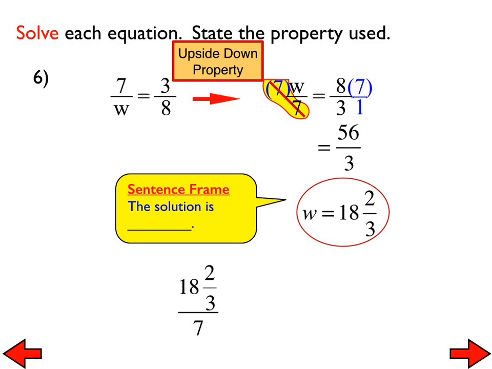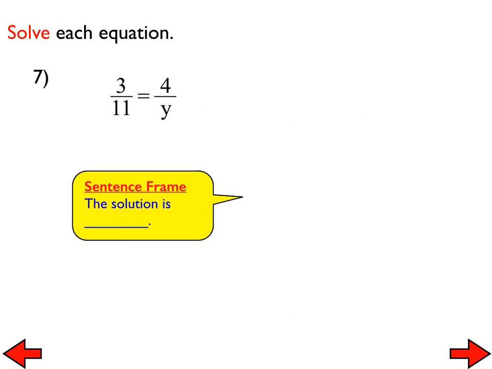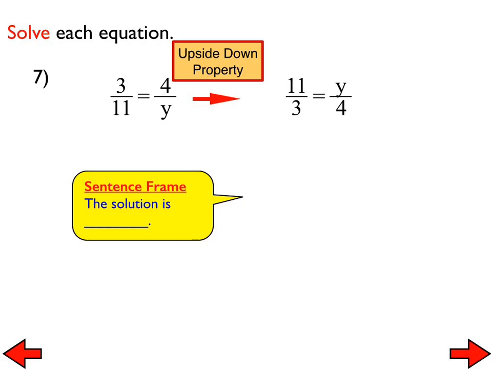All right, let's go to number 7. Everybody try number 7. And like in the previous problem, 18 2/3 over 7 is equivalent to 8 over 3. Let's take a look at number 7. Question. Do I need to use the upside down property in this one? Yes or no? How do you know? Because the variable's on bottom. We need the variable to be on top if you're going to use the new method. What does this thing look like after we use the upside down property? What does it look like? 11/3 equals y over 4. Good. 11/3 equals y over 4.